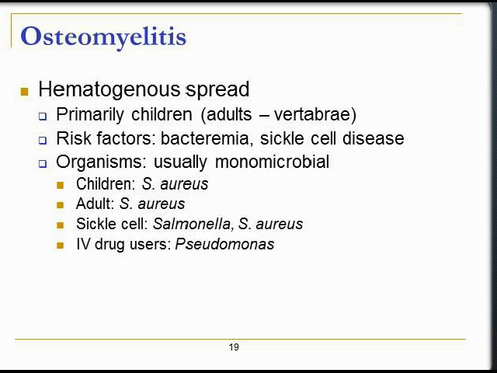So hematogenous is primarily in children, although you do see it in adults with vertebral osteomyelitis, like WA. There are certain risk factors like bacteremia, so remember WA had an infection a few months ago where he potentially or probably was bacteremic. And then the organisms you can see are primarily Staph aureus.